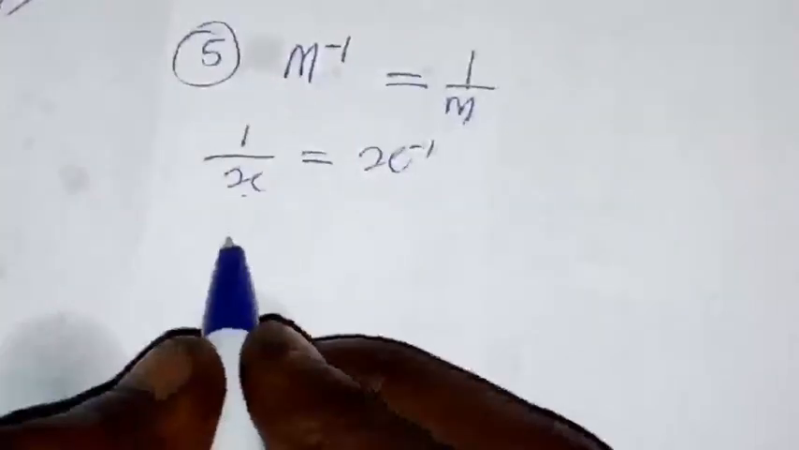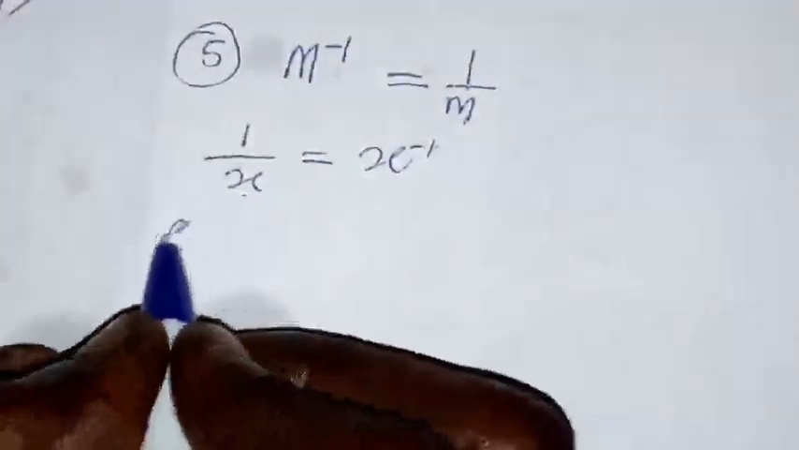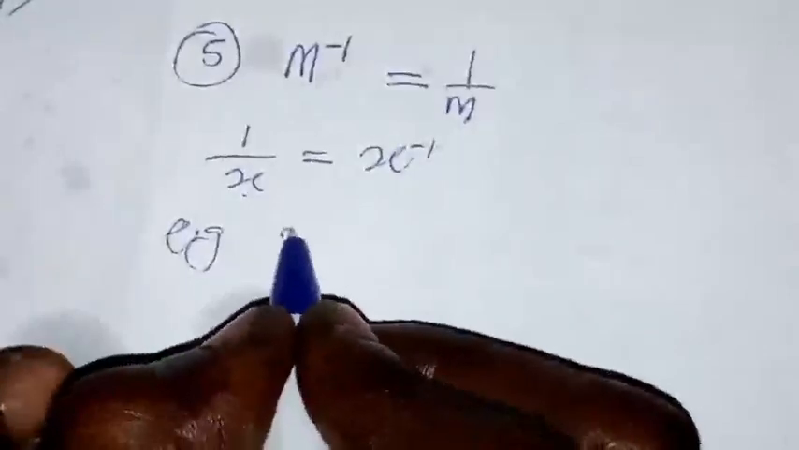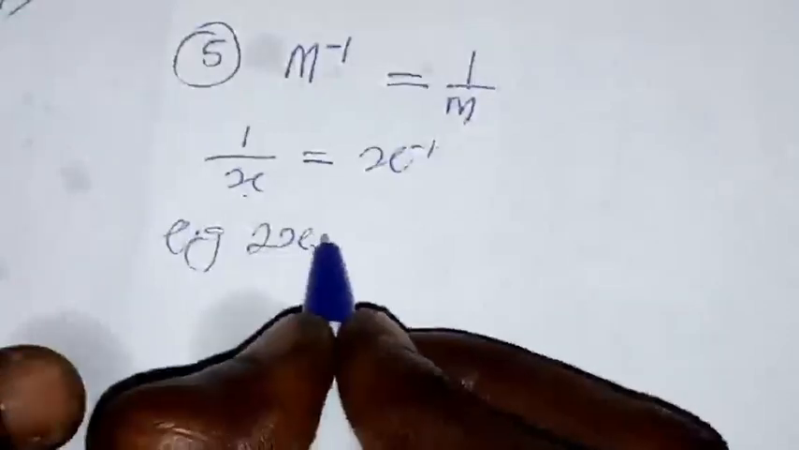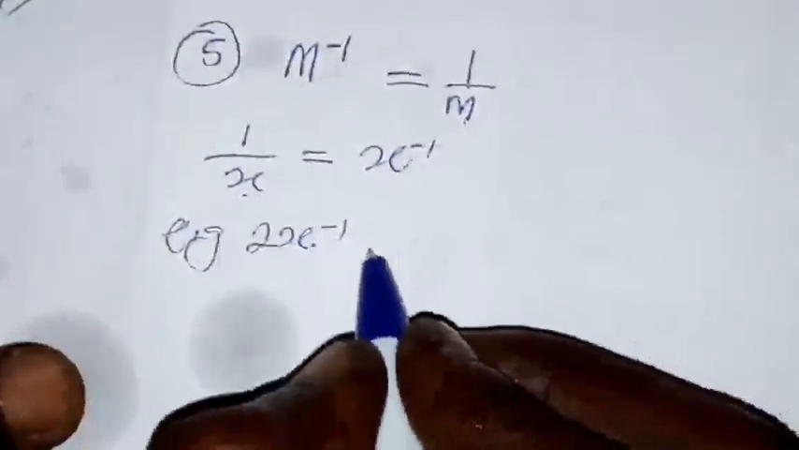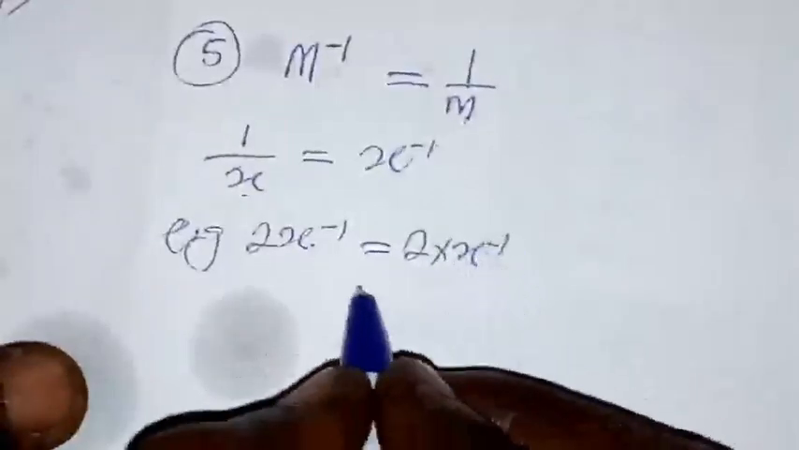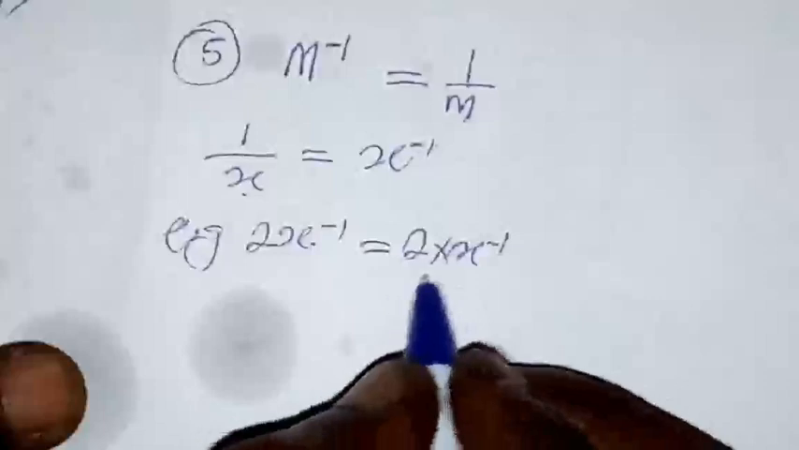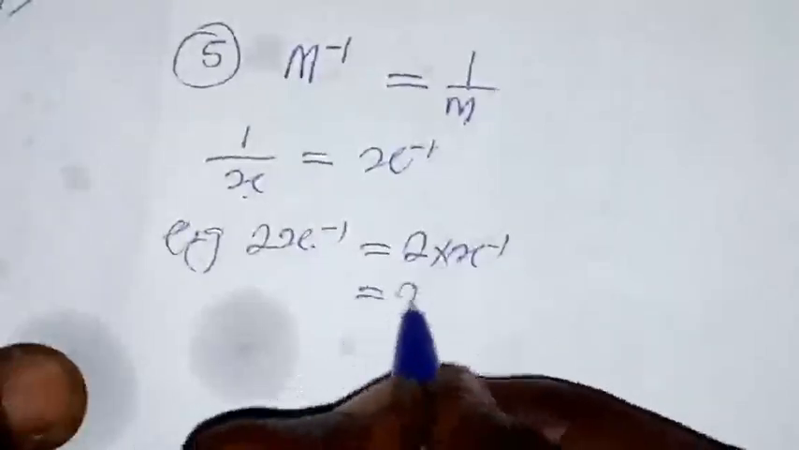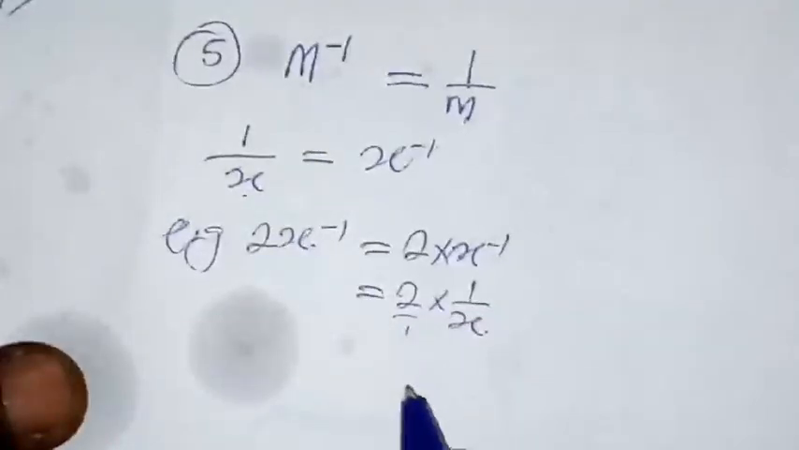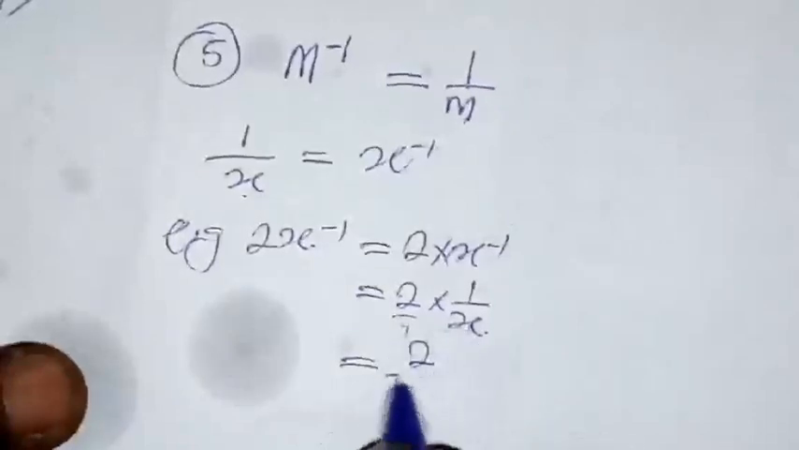So in accordance with this rule, we can have an example like, let's say, 2x power of minus 1. This can be expressed as 2 times x power of minus 1. And we know anything power of minus 1 is 1 over that number. Then we have 2 times 1 over x. Here 2 is just like 2 over 1. Therefore we can have 2 times 1 is just 2, and 1 times x is just x.